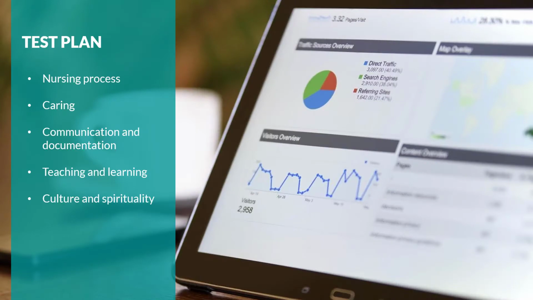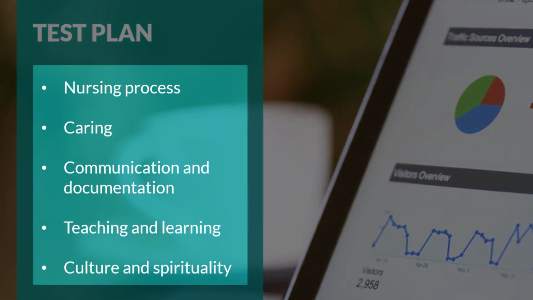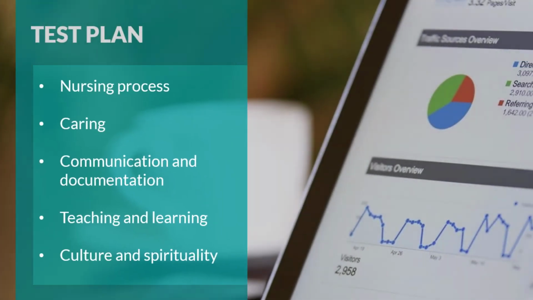So, the 2019 NCLEX-RN test plan required the nurse to apply the fundamental principles of clinical decision-making and critical thinking to the nursing practice. In addition, the following concepts are applied throughout the 4 major client needs categories and subcategories of the test plan. These are the nursing process, caring, communication and documentation, teaching and learning, and culture and spirituality.